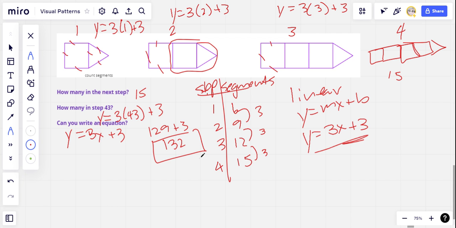Well, how did that go for you? Did you see that it was a linear pattern? Did you get 15 for step 4? Did you get 132 for step 43?